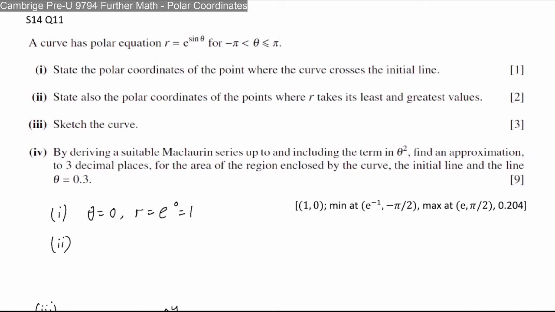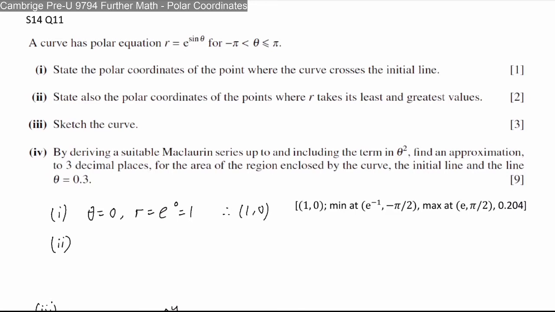which equals 1. In that case, when we have the initial line, which is the x-axis, the y coordinate will be 0, and then we have r equals 1. So that will be (1, 0) where the curve crosses the initial line.